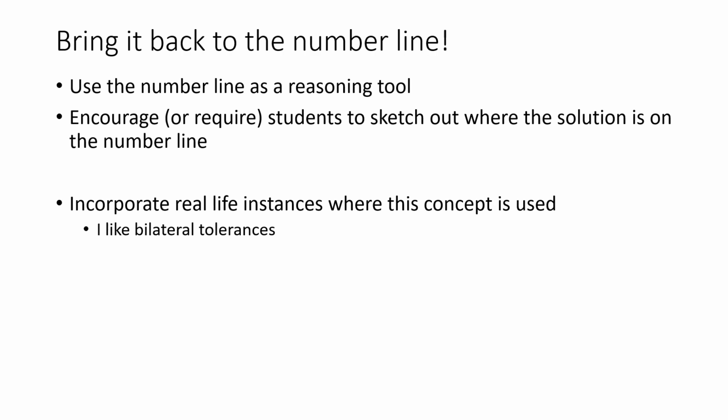So I like bilateral tolerances, which is where you will have some kind of hole in a piece of wood, and it'll say the diameter is 2 plus or minus 0.5, which is a great example of starting at 2, and then you're going to go left or right by the same amount. Now, whether you'd use absolute value in that context, debatable, but it is an example of where we're moving left and right, and we don't necessarily care which direction as long as we stay within a particular value range for whatever we're doing.